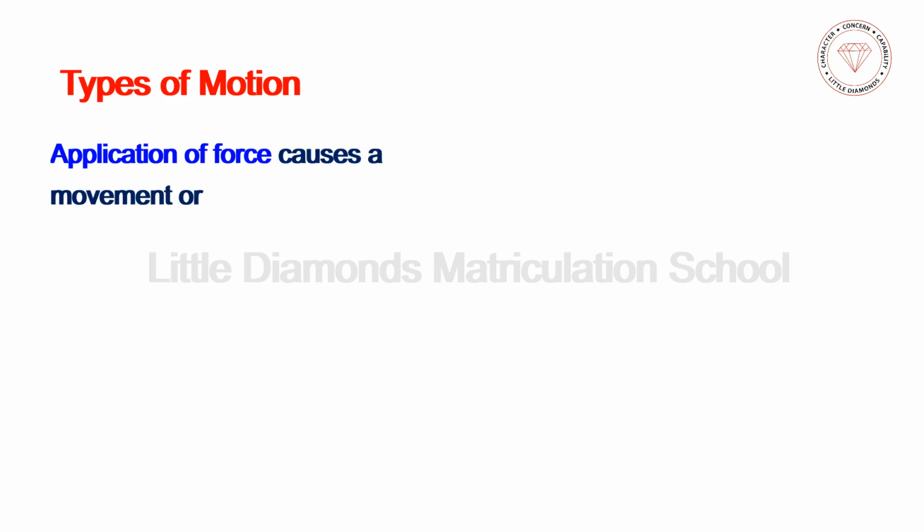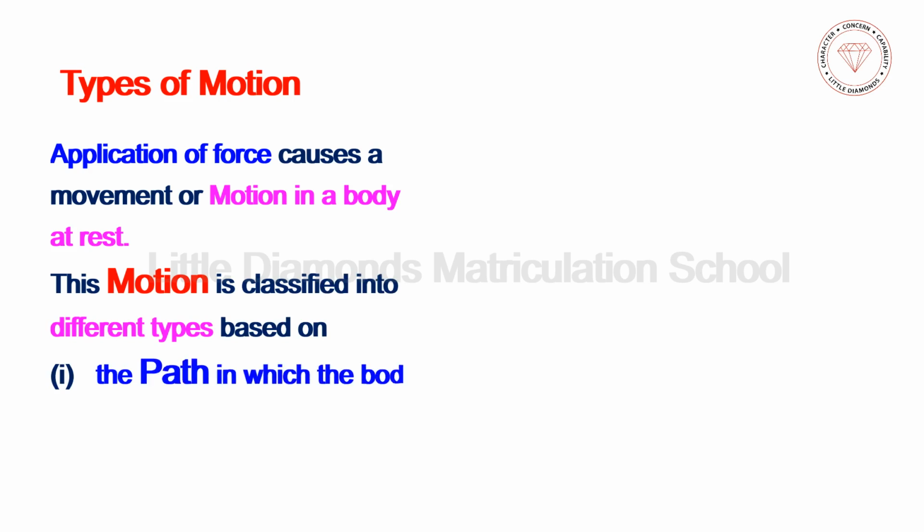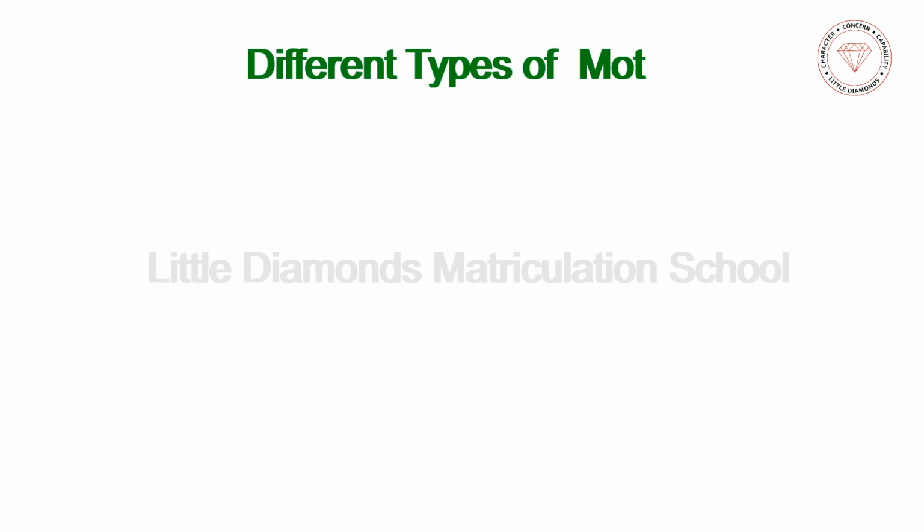Types of motion. Application of force causes a movement or motion in a body at rest. This motion is classified into different types based on number 1, the path in which the body moves, number 2, the duration of motion, number 3, the speed of motion. Let us see the different types of motion based on these three categories.